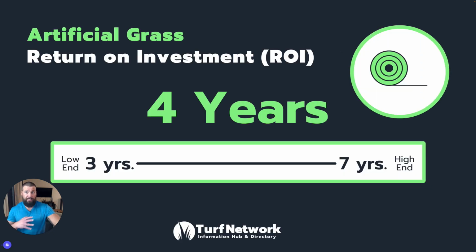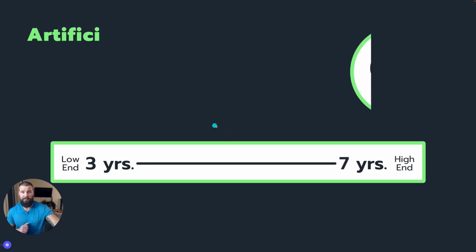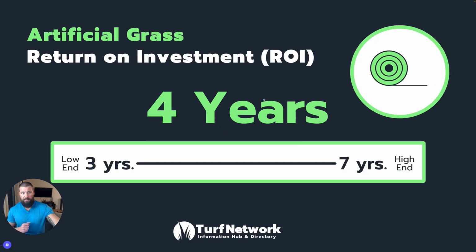You should see an ROI based on the metrics we just reviewed, it's actually just under 4 years. If I go back, you can see natural grass surpasses artificial grass at 4 years. So basically about 3.5 years is about the break-even point. Like I illustrated in here, the low end, 3 years, high end, 5 years.